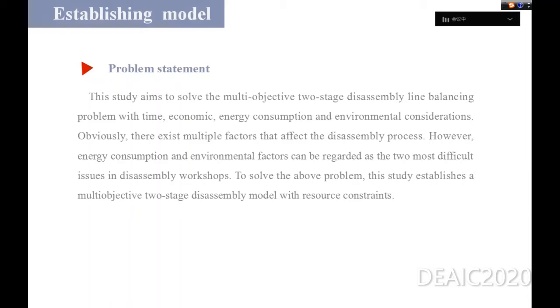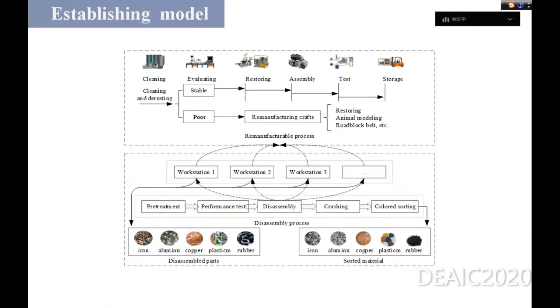This study aims to solve the multi-objective two-stage disassembly line balancing problem considering time, economic, energy consumption, and environmental factors. There exist multiple factors that affect the disassembly process. However, energy and environmental factors are the most difficult issues in the disassembly workshops. To solve this problem, this study establishes a multi-objective two-stage disassembly model with resource constraints.